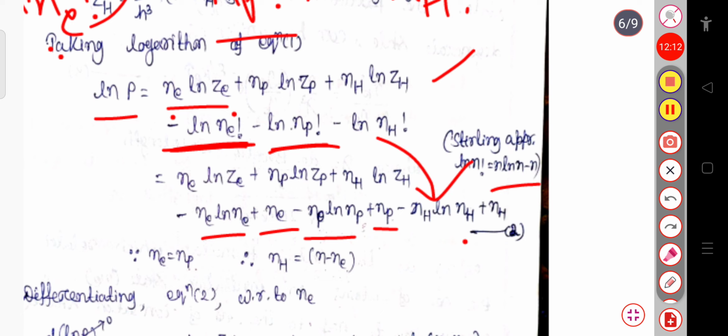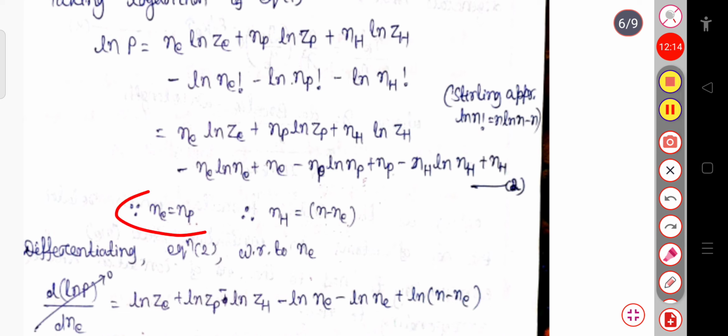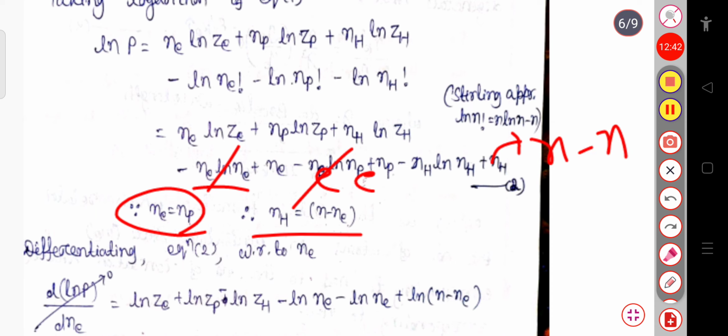Now we have to put Ne equal to Np, the number of electrons equal to the number of protons. So here you can see that this is minus Ne ln Ne, this is minus Np ln Np, so I can directly write minus Ne ln Ne. So these two terms get cancelled. Again, Ne equal to Np, and also Nh equal to N minus Ne. In place of Nh I can write N minus Ne. So this Ne gets cancelled with this Ne.